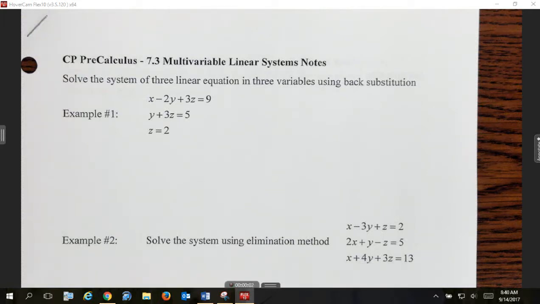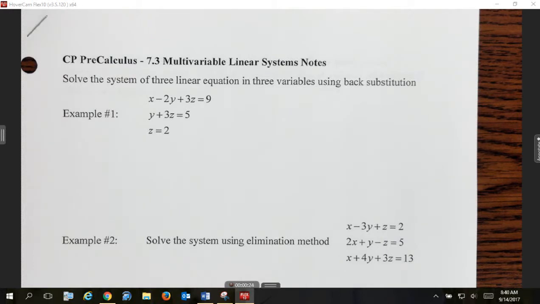Okay. So 3 variables. This very first example is solving by something called back substitution, which you are going to use in all the other examples. This one's just set up really nicely.